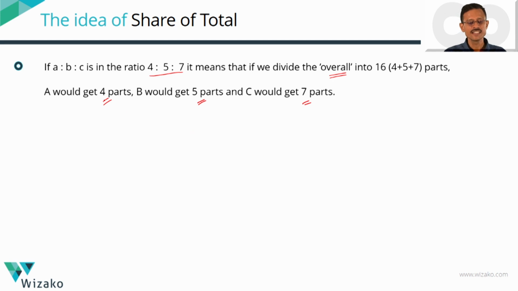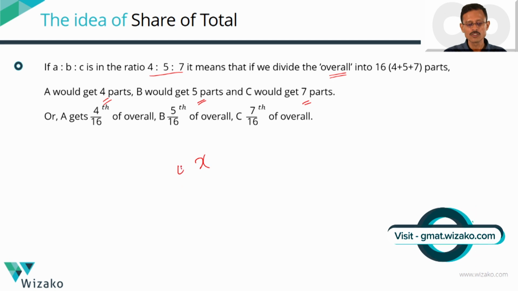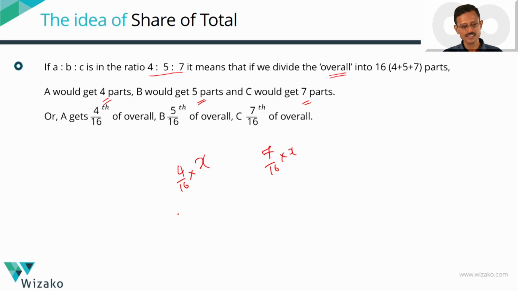So can I say that A is going to get 4 out of 16 parts, B is going to get 5 out of 16 parts, and C is going to get 7 out of 16 parts? That's the next step, and that is where the power of this entire idea comes. So if someone gave us a profit to be X, A is going to get 4/16 of the profit. C is going to get 7/16 of the profit. So if you know the overall, you can find out what each one of them got by understanding this share of the total. Let's put this to use in a simple example in the next question.